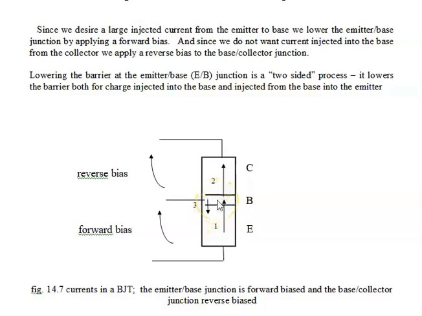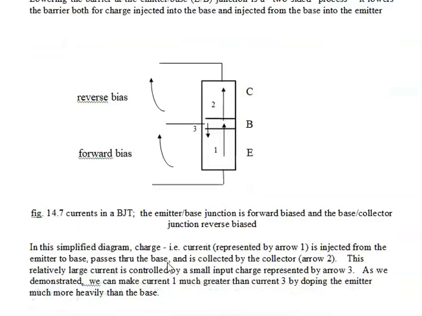So wherever we have holes going from the P into the N, we also have electrons going from the N into the P. And if it's forward bias, we open the gate, so to speak, we lower the barrier, and we have two flows, one from base to emitter, and the other from emitter to base. We're trying to minimize this because this is the input right here between this line and this line, and this is the output between the collector and the emitter. This is called the common emitter configuration.